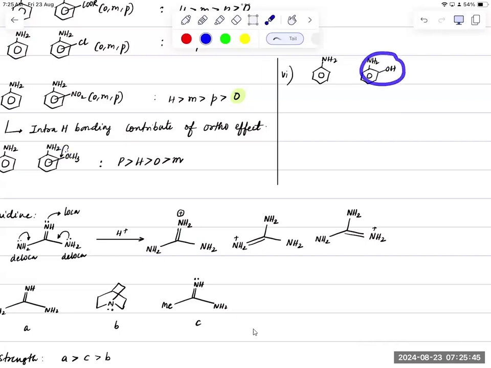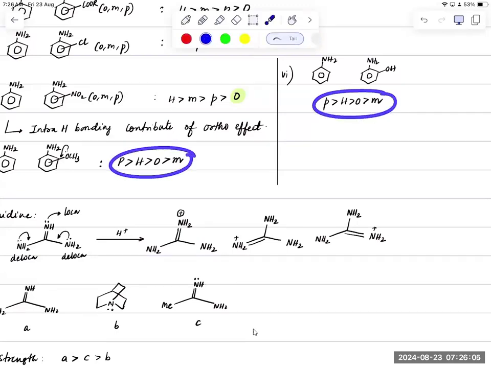So because of which there is an ortho effect. Definitely that is influencing. But how much it is influencing is not enough for meta position. So which means if you compare the overall basic nature, it is still going to be para, okay, then aniline, then ortho, then meta. Right? So for these two cases, you got to understand that basic character of ortho position is still going to be lesser than that of aniline form.